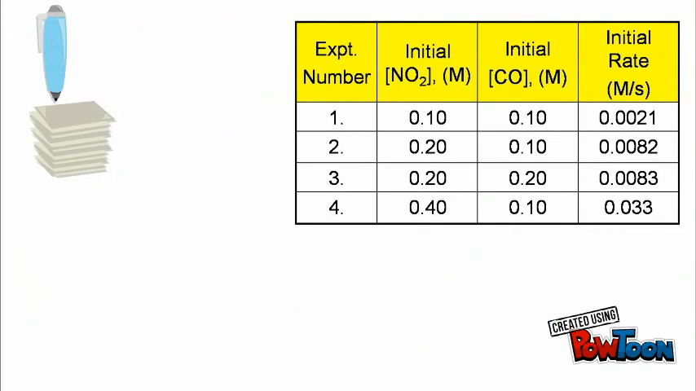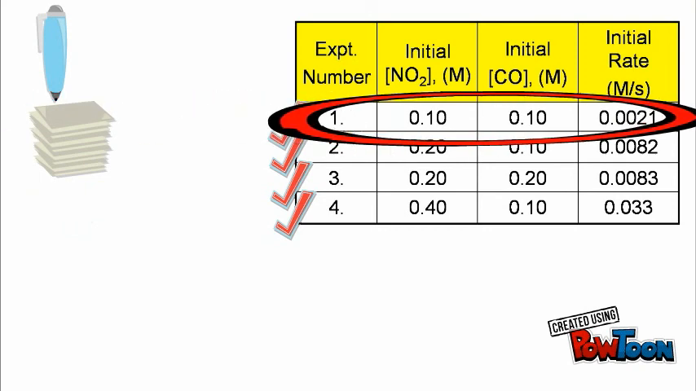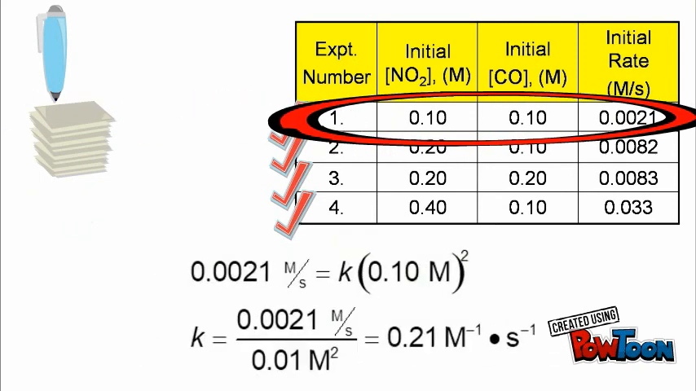Now, to calculate the rate constant for the reaction, we will take the data from any experiment given. Let's say we take it from experiment number 1. Here, we will substitute the initial rate and initial concentration values into our rate law in order to calculate the k value.